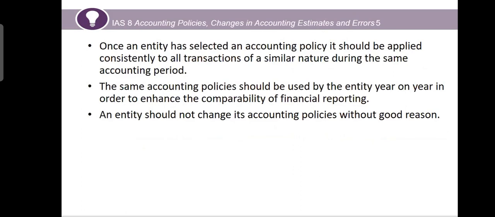So once an entity has selected an accounting policy, it should be applied consistently to all transactions of a similar nature. Like when you say that I'm going to charge the reducing balance method for motor vehicles, then all motor vehicles will be reducing balance. It is not possible that some motor vehicles will be reducing balance and some will be straight line. Similarly, if you say that I'm going to use the straight line method for depreciating my buildings, then all the buildings will use the straight line method. Or if you say that I'm going to revalue my buildings, then all of the buildings will be revalued. It is not possible to cherry pick and say, okay, this building I will revalue and that one I will not. Everything will be revalued. So you make your accounting policy and apply it to items of similar nature during the same accounting period.